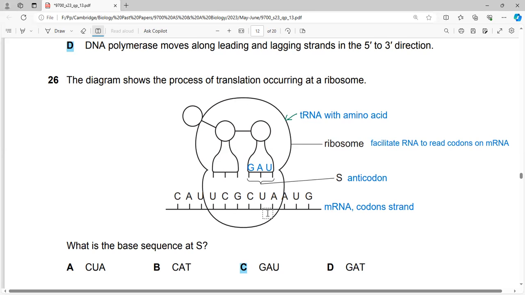So in this way, the transfer RNA will bind with its anticodon sequence to the codon sequence and make a hydrogen bond. So you're supposed to identify the anticodon sequence at the place of S here. Opposite to the C, we have a guanine, a cytosine opposite guanine, uracil opposite adenine, and adenine opposite uracil. Thymine is absent. Why? Because this is RNA. So C is our correct option here.